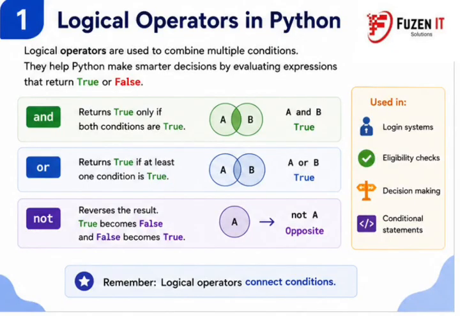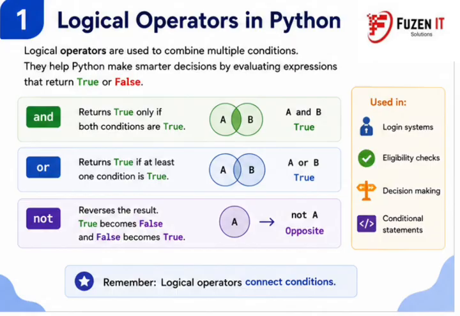Hello everyone, in this video we are going to learn about logical operators in Python. Logical operators are used to combine multiple conditions. They help Python make smarter decisions by checking whether multiple statements are true or false. The three main logical operators are and, or, not.